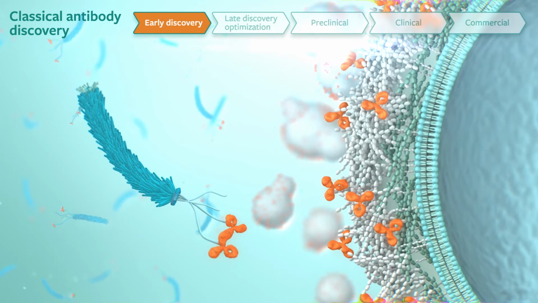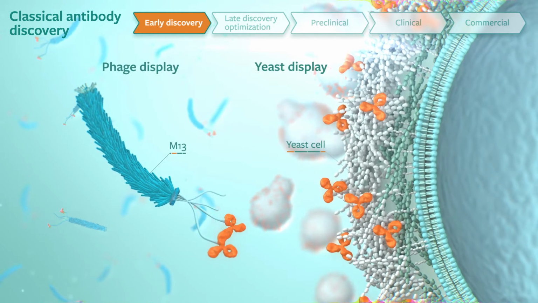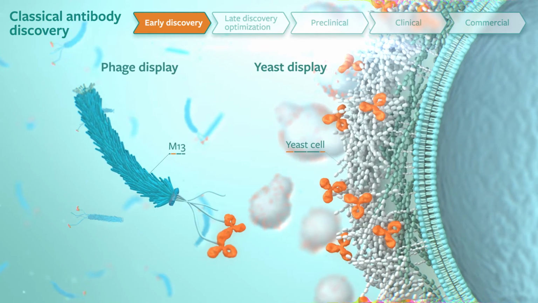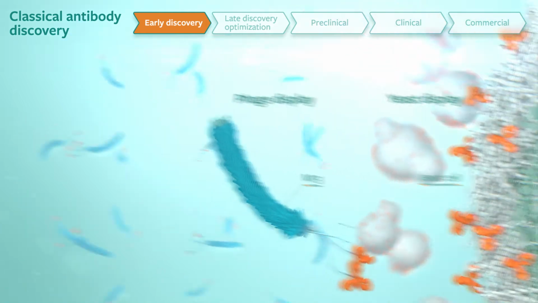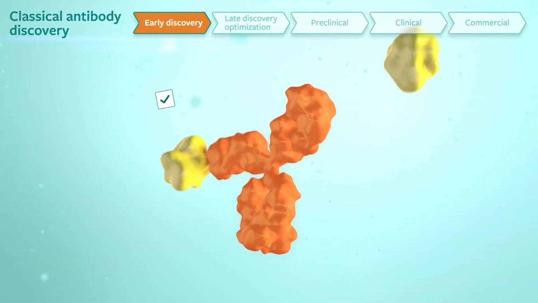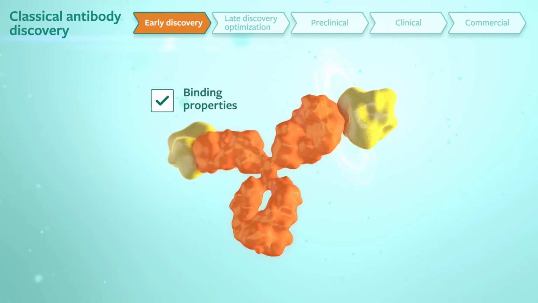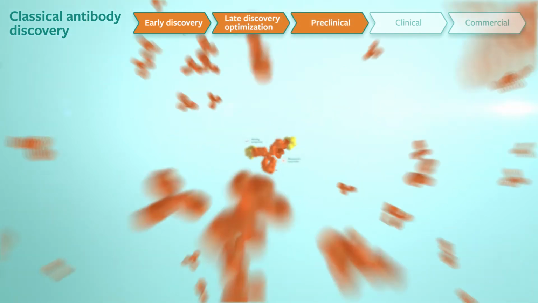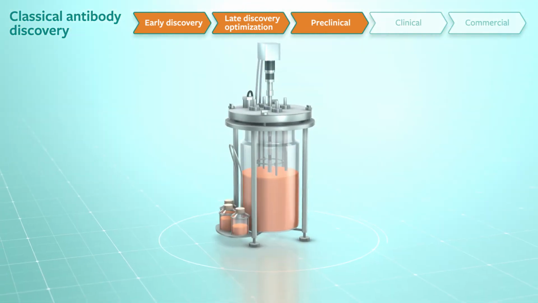Classical antibody discovery uses phage or yeast display to create large libraries of antibodies from which lead therapeutic candidates are identified. However, candidates with adequate binding properties derived from these platforms can have biophysical issues only identified in late discovery when they are manufactured in mammalian cells.